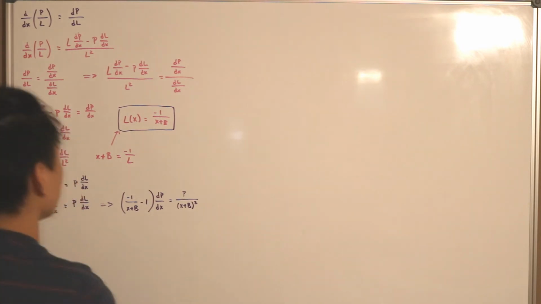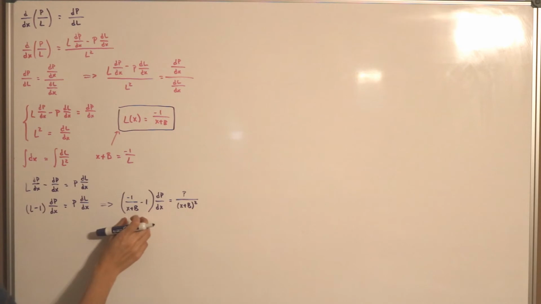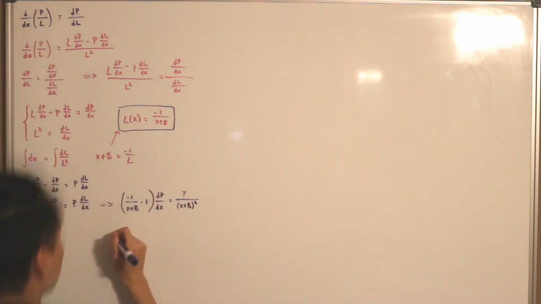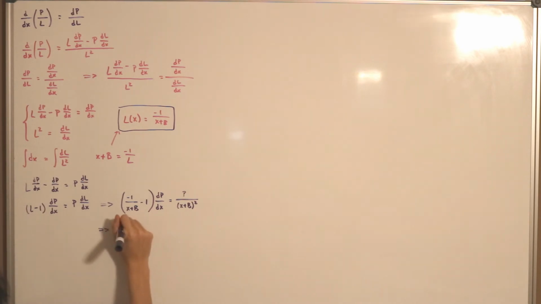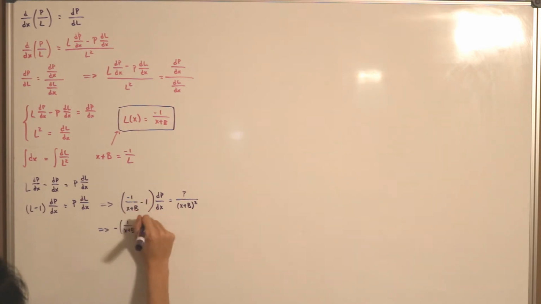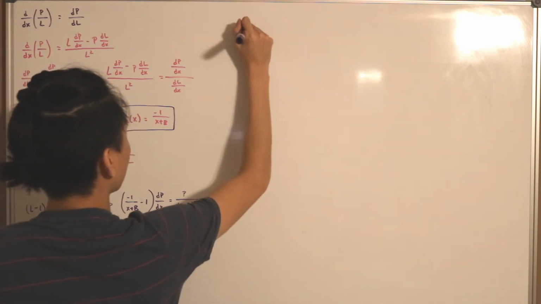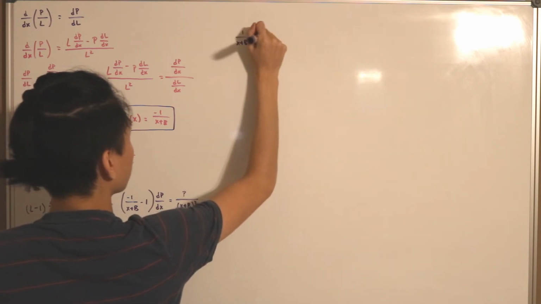Okay, nice. And now let's rewrite the inside expression here, so that we have a common denominator. I'm actually going to factor out the negative, so let me rewrite this a second time. So this is negative, then 1 plus x plus b, so factor out the negative, so this is a +1, dp dx equal to p divided by x plus b squared. Okay, nice. So 1 over x plus b plus 1.